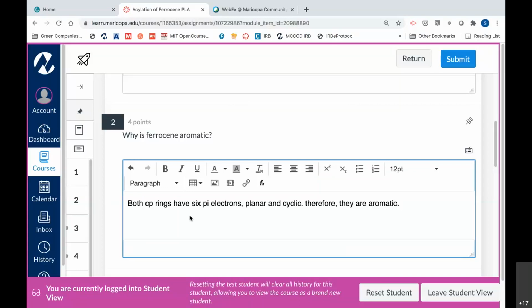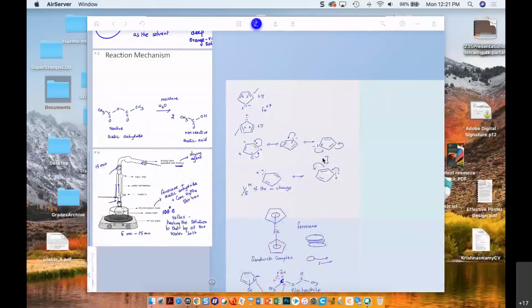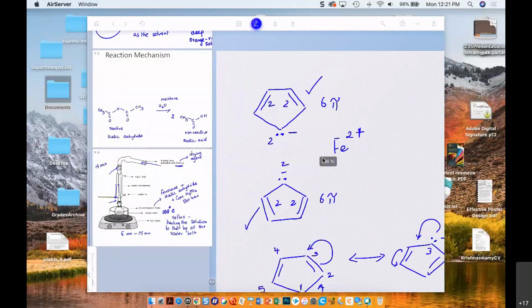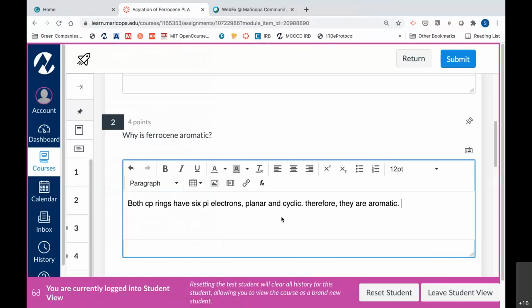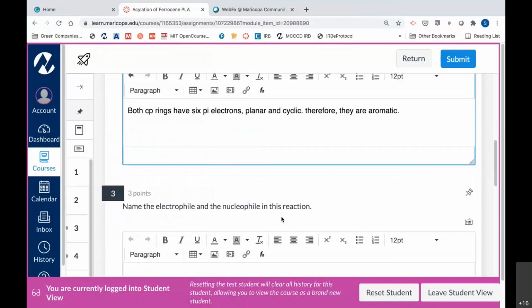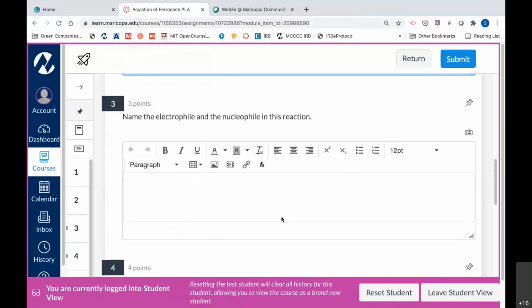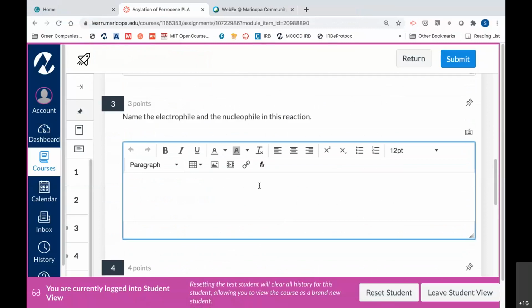So you may want to draw a little picture here showing what I showed you in the pre-lab, how you have 6 pi electrons. It's not too much of a picture, just something really small. Like you can see here, how I'm showing you how you have those 6 pi electrons that makes both the rings aromatic, and therefore ferrocene is aromatic, okay? So that's the idea here. A picture would really enhance this. Please let me know if you need any further explanations.